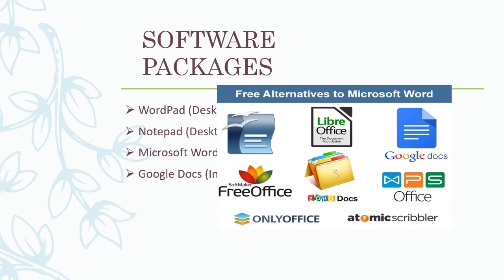The next topic is software packages, the software packages used for word processing. In a computer, some word processors are there by default. One is Notepad. Notepad is the default word processing application, and Microsoft Office provides one package, Microsoft Word. We can use Microsoft Word for creating Word documents. We have learned those things from childhood onwards, isn't it? That is Microsoft Word.